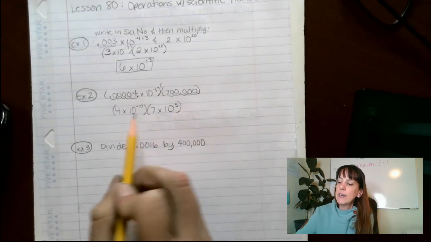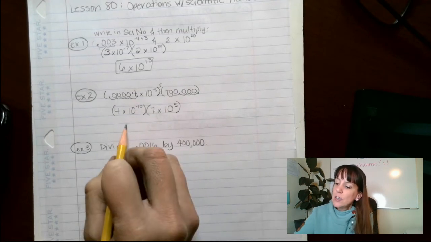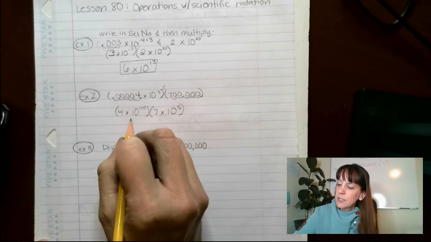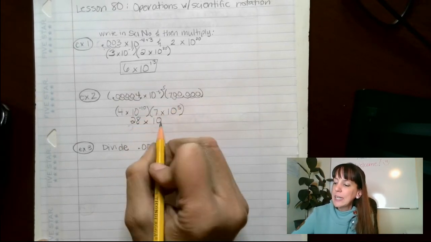All right, that's step 1. Now we do 4 times 7. That is going to give us 28. I really unnecessarily do not need to skip lines. 28 times 10 to the, and we add these together, we get -5.